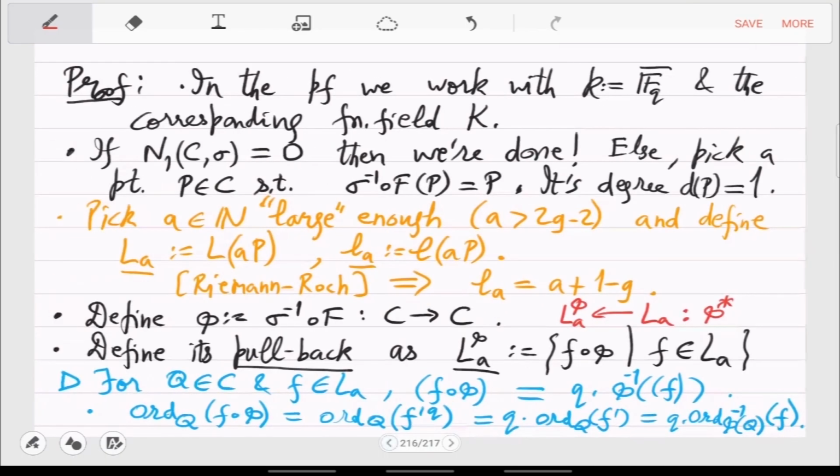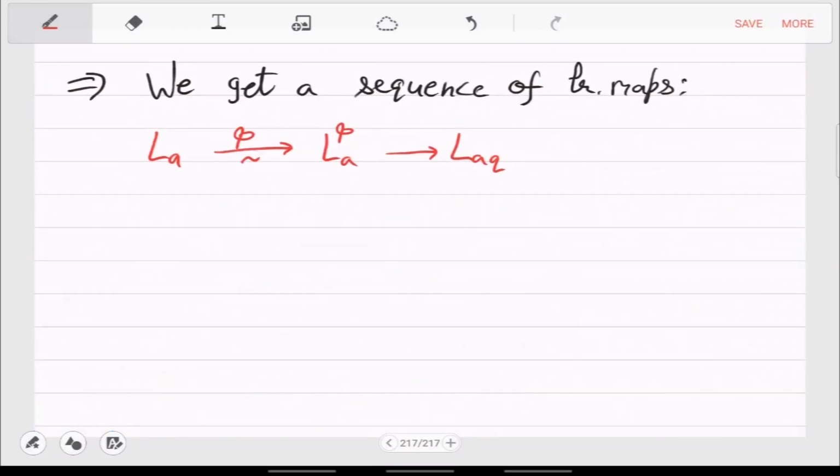LA to LA phi. I guess let me remove the star because I continue to use phi. But it's basically the pullback at the level of functions. So LA to LA phi is doing what? It's mapping a function f to f composed phi. And how do you see this as a function in LAQ?